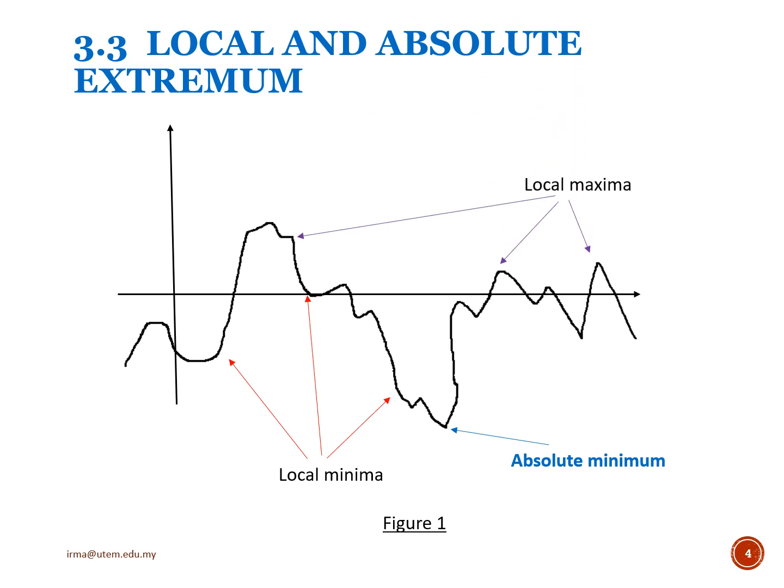Let's consider the maximum points. We have many maximum points there. We have local maxima, and we only have one absolute maximum. So this is the difference between local maxima and absolute maximum.